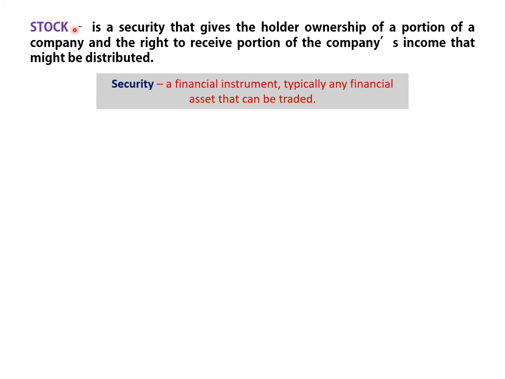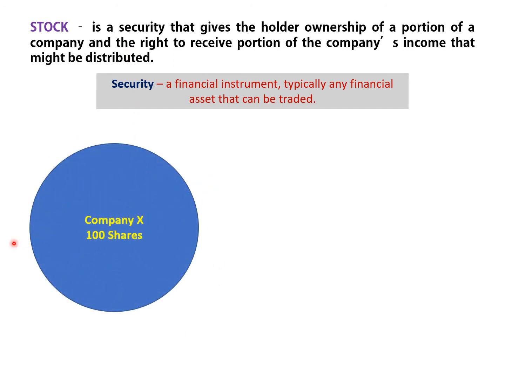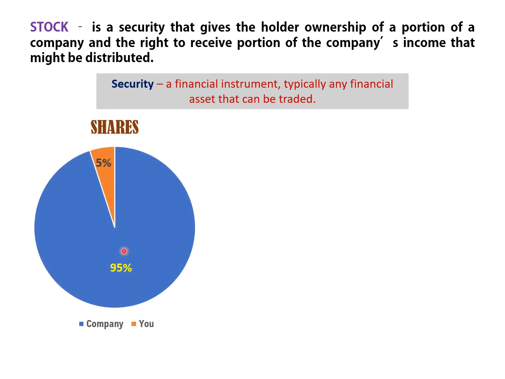Okay, so now for us to visually illustrate the meaning or the definition of stock, I have here a sample. For example, I have here a big circle. It's company X's total assets. These assets are comprised of 100 shares. And then you want to buy a specific share, or you want to buy stock. For example, you are buying 5% of the stocks or the shares. So, 5% ang binili mo. So, therefore, ang natitira sa company is 95%.